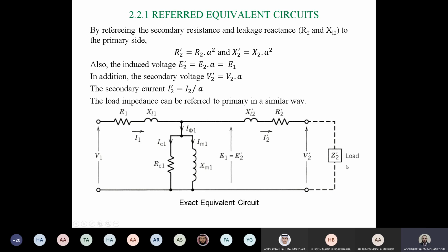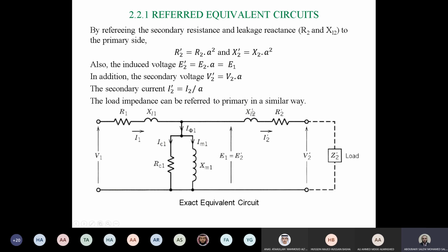So this was the exact equivalent circuit we derived in the last classes. And as you can see, I will repeat again, just to refresh your knowledge. Here we have R1, X1, which are the resistance and leakage reactance of the primary winding. We have RC1, XM1, which are the core resistance and magnetization reactance of the core.